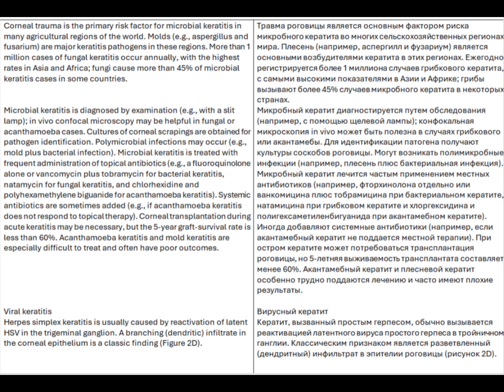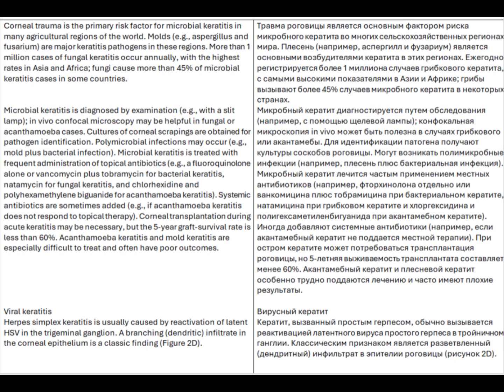Microbial keratitis is diagnosed by examination, e.g., with a slit lamp. In vivo confocal microscopy may be helpful in fungal or acanthamoeba cases. Cultures of corneal scrapings are obtained for pathogen identification. Polymicrobial infections may occur, e.g., mold plus bacterial infection.